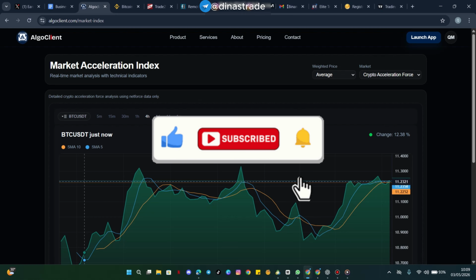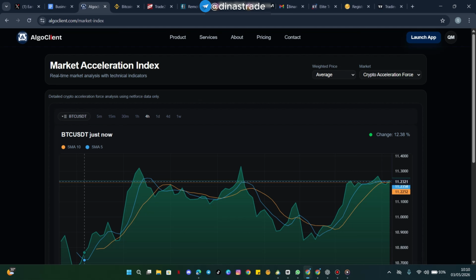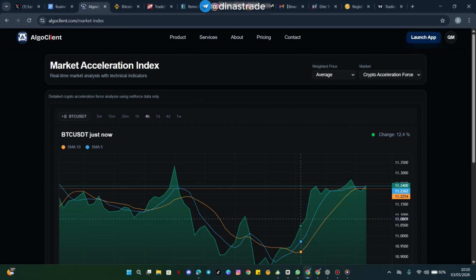Okay, so to place the buy trade, watch out for when the acceleration force crosses above the SMA 5. So similar with the sell, we'll enter immediately after the cross or on a slight pullback when the acceleration force crosses above the SMA 5. So right here, the acceleration force crossed above the SMA 5 at this point in time. This is the period where a trader enters a buy trade.